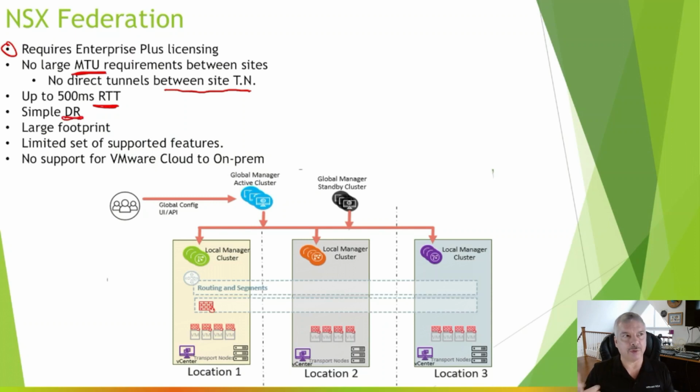Simple DR, again, both of them have their pluses and minuses. Simple DR, simple disaster recovery, automated data plane recovery. We'll look at a couple of those things, but this really depends. The downside here is a very large footprint, which we'll see in a second. Another downside is limited feature sets are supported. For example, certain partner solutions may not work in Federation. You've got to look at that.